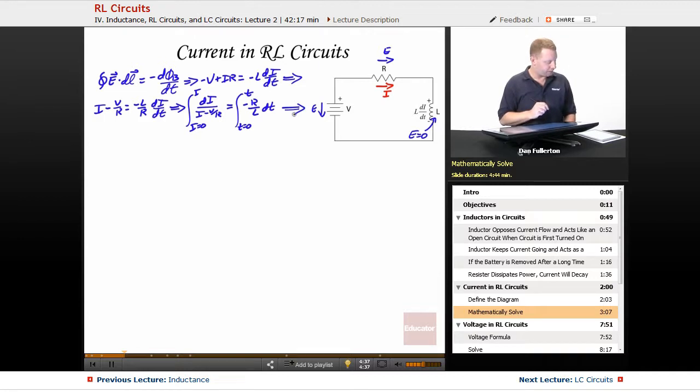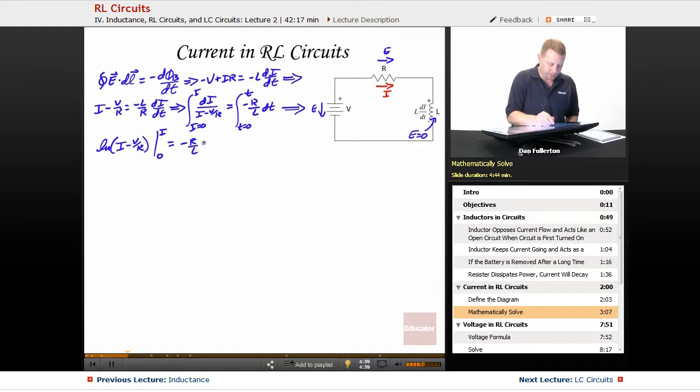Okay, starting to solve this. du over u, that form, the integral of that is going to be the log of u. So the left-hand side is going to look like the natural log of I minus V over R, evaluated from I equals 0 to some value I, equals, and the right-hand side, of course, just becomes minus R over L t.